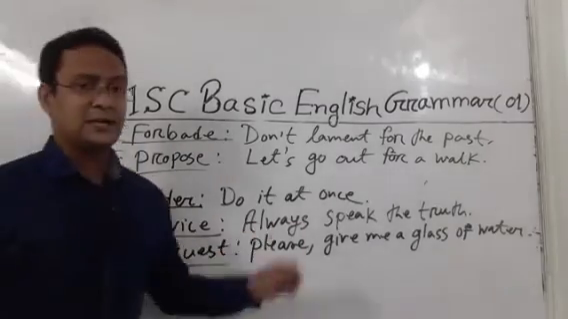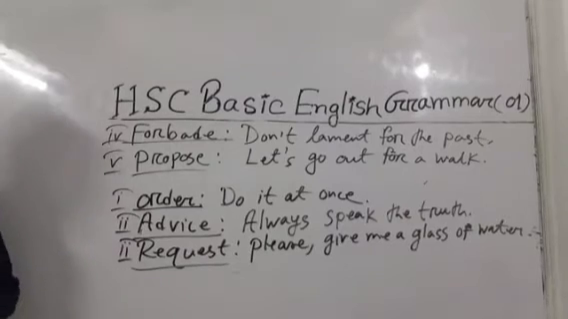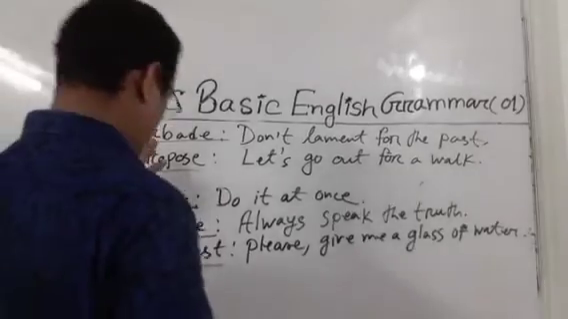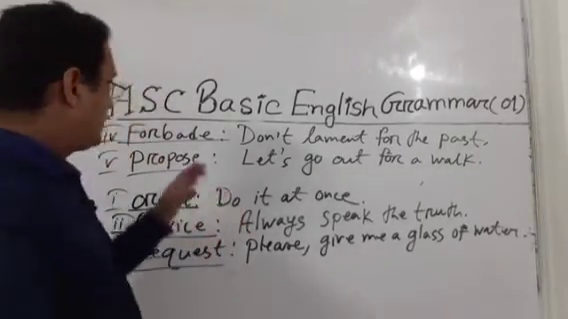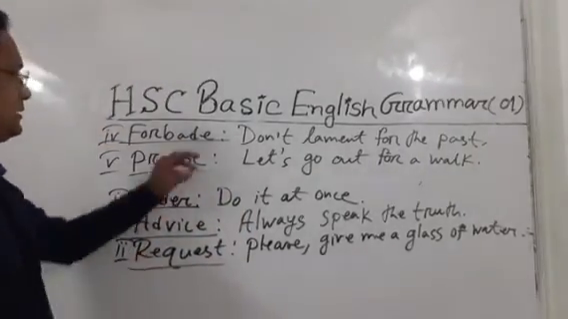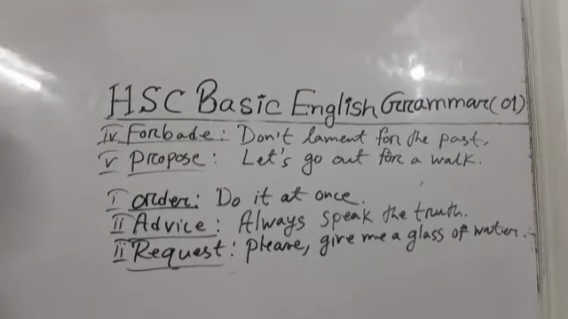So students, it was the imperative sentence. I think you can understand the imperative sentence, that means all the characteristics of imperative sentence. The sentence which carries these 5 types of meanings is called imperative sentence. And after imperative sentence, I will discuss optative sentence.